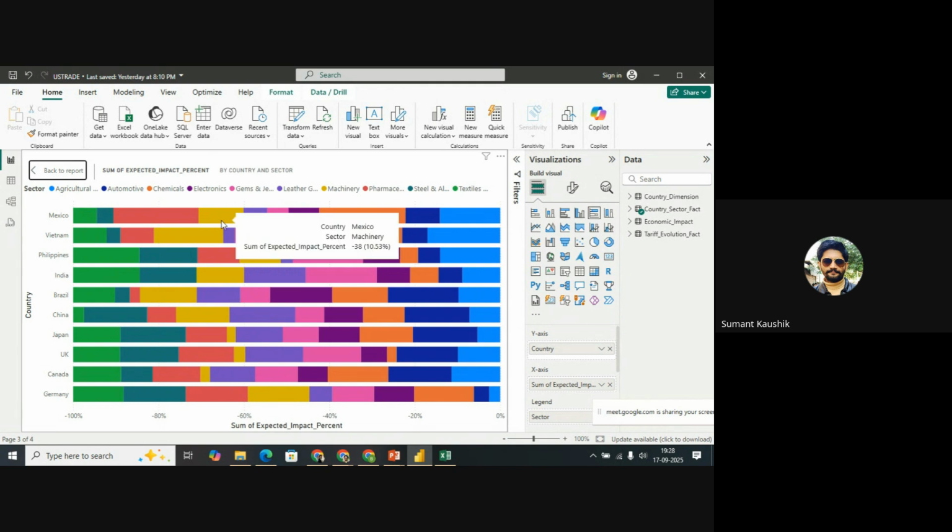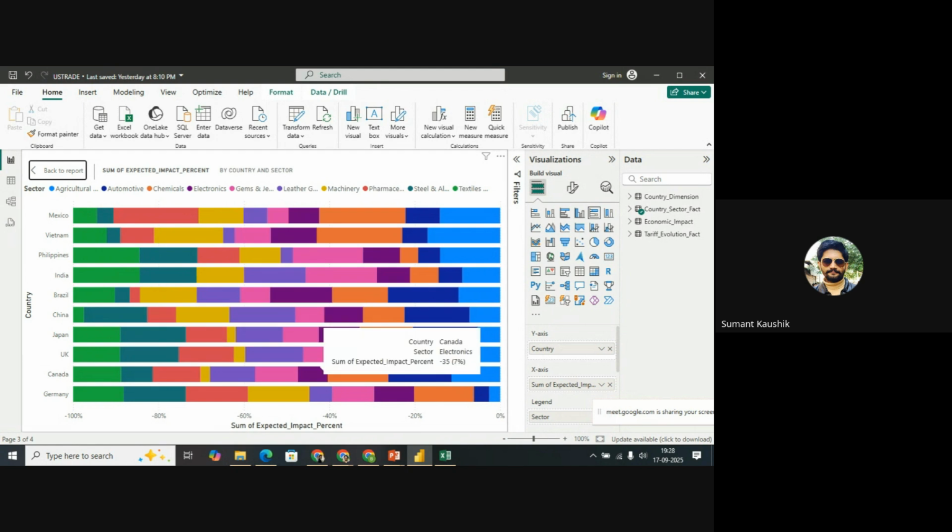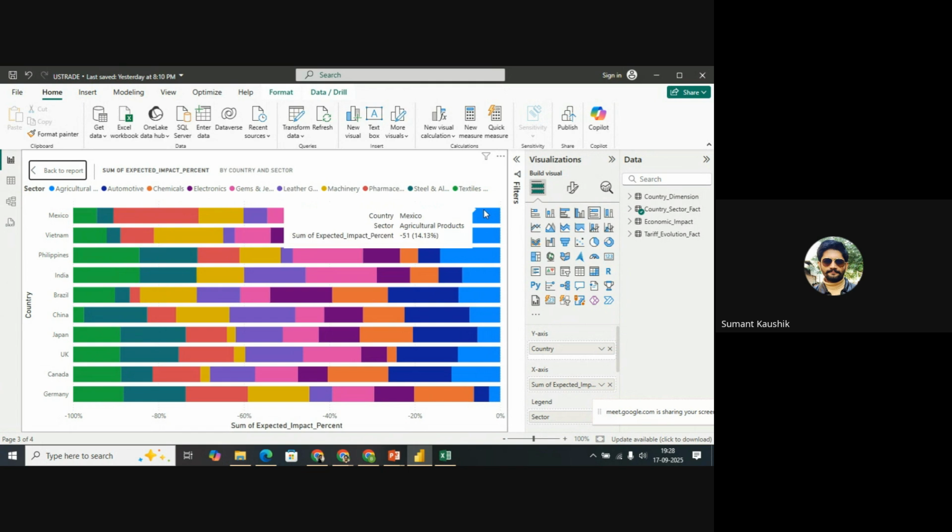I think you can connect with me and visualize what we're trying to discuss right now, because in different colors we have different sectors. The light blue color shows the agricultural sector. The dark blue color shows the automotive sector. Orange shows chemicals. Then violet shows electronics. Pink is visualized by gems and jewelry. Then purple is given by leather goods.